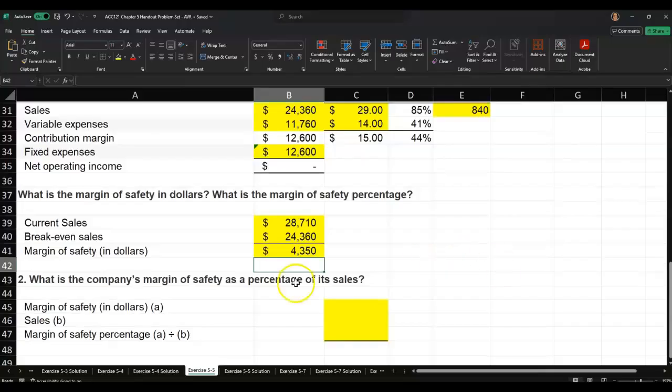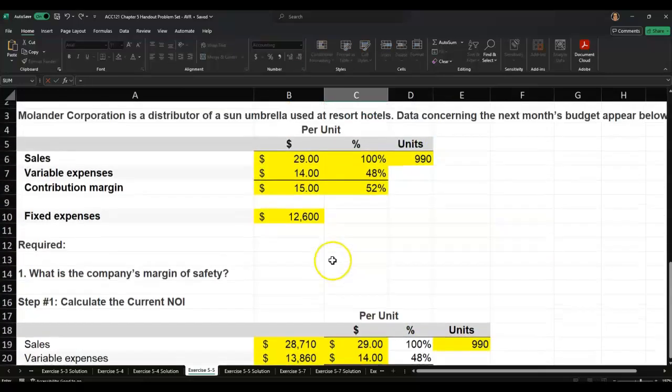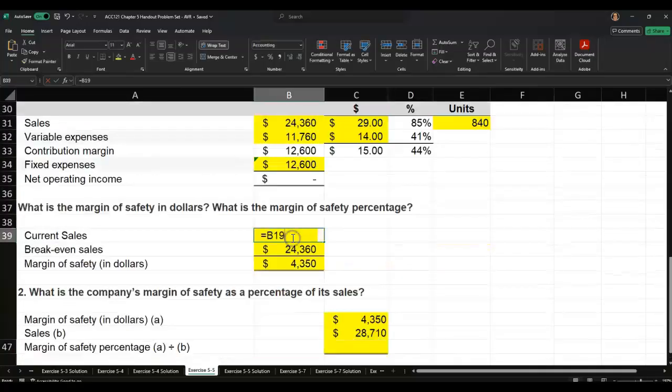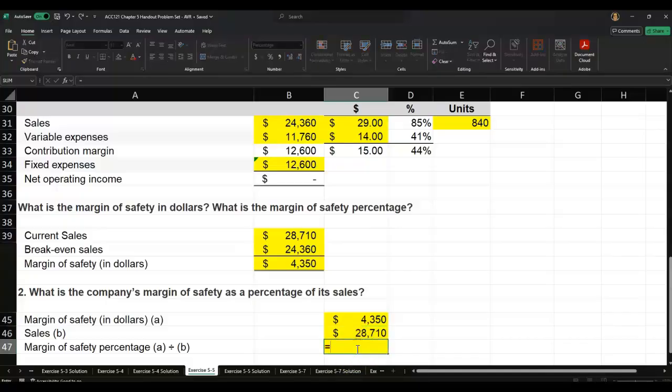Okay. Then they want margin of safety as a percent of sales. So again, the margin of safety is the 4,350. The total current sales is the 28,710. And just simply divide those together to get a percent.